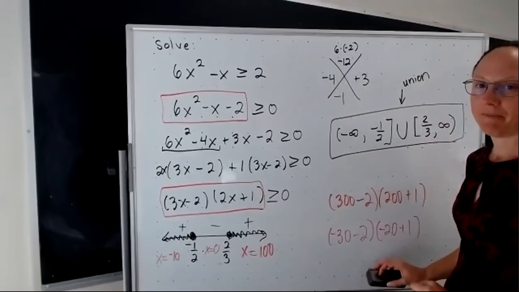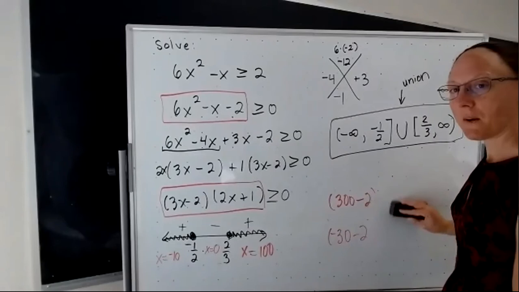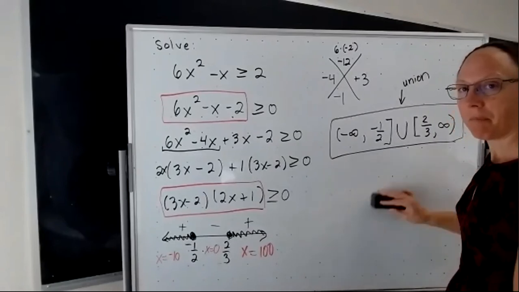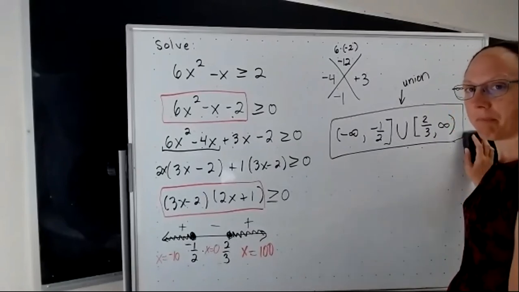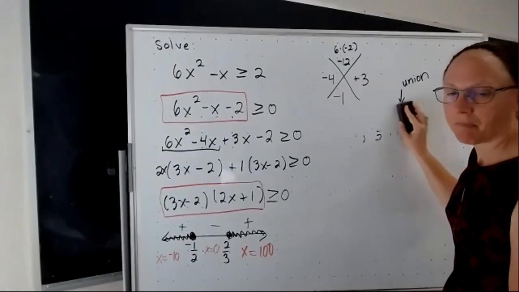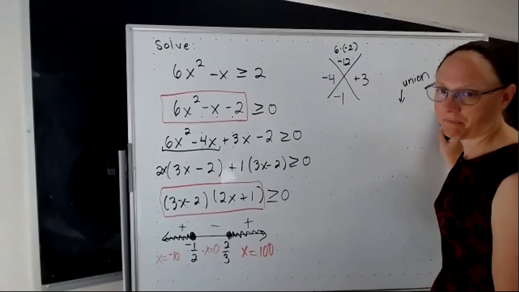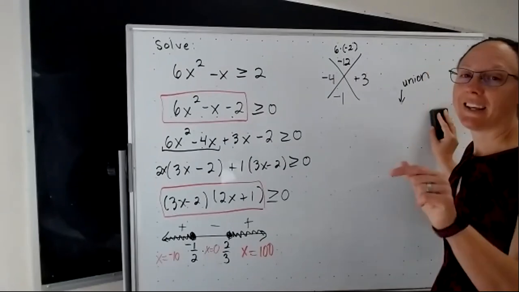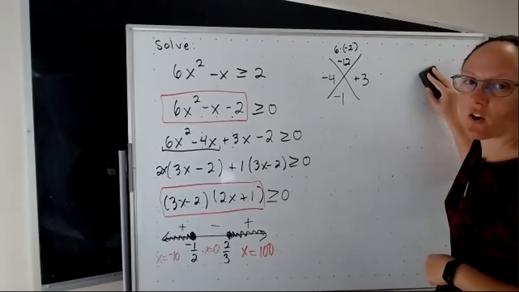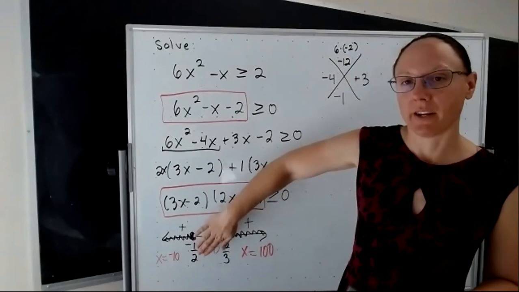Okay. Moving on to another one. Yes, the union is also showing we're not including the numbers in here.